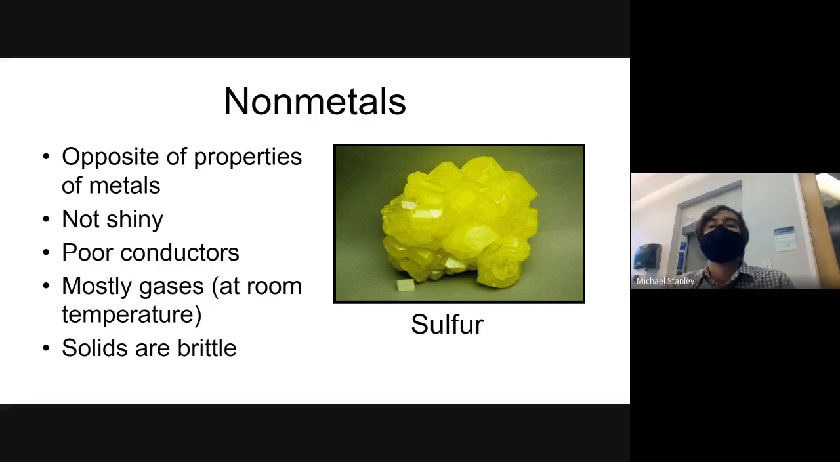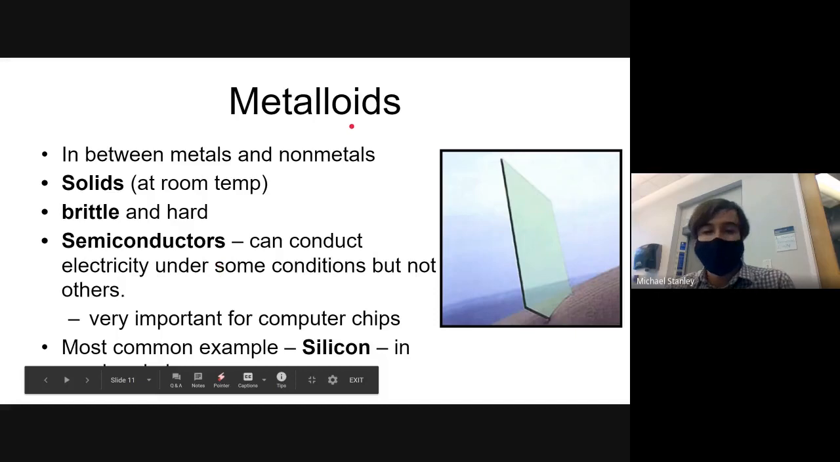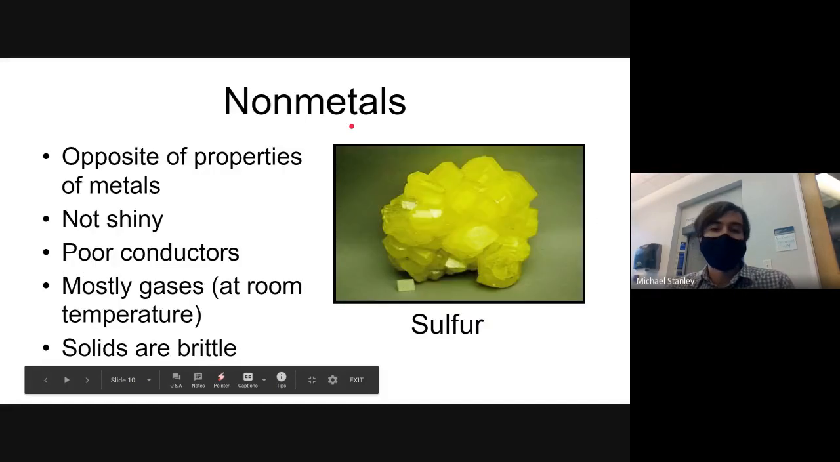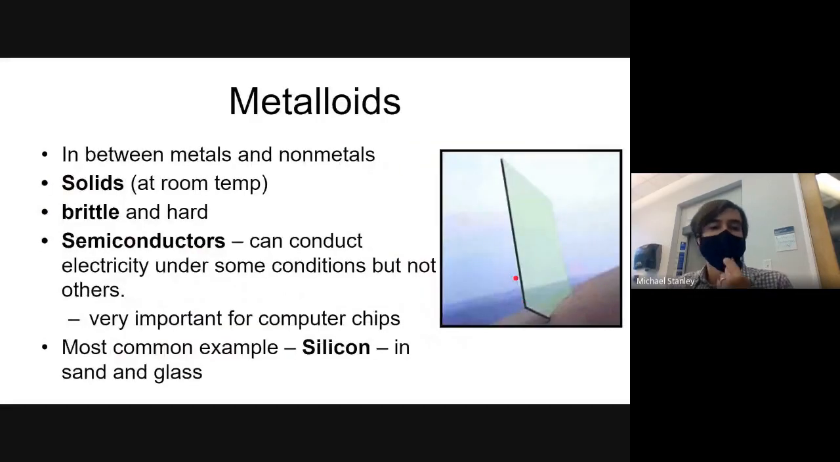The kind of weird mixture in the middle is the metalloids. There's not very many of them, and you can see on the periodic table, they are literally in between the metals and the non-metals. So they have some metal properties and some non-metal properties. Metalloids are usually solid at room temperature, like metals. However, those solids tend to be very brittle and hard. So it's very easy for those to break and shatter like non-metals.